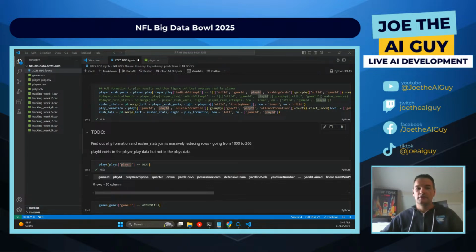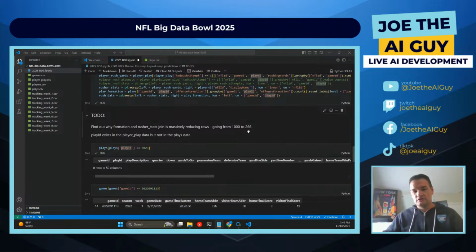We are resuming our data exploration for the Big Data Bowl, where we had left off last time. We were trying to join together the formation information to the rushing stats. What we were beginning to see is that the data set massively decreases. When we make it an inner join, we're going from just shy of 1,100 rows down to 266.